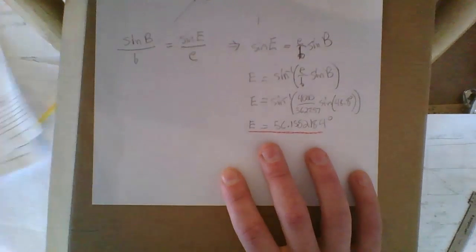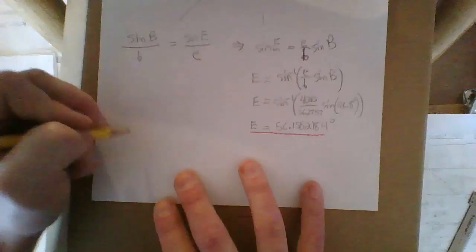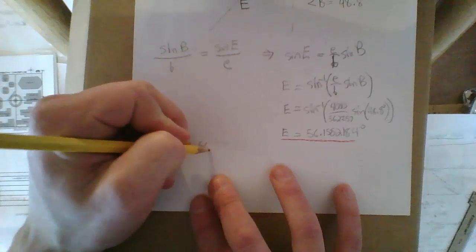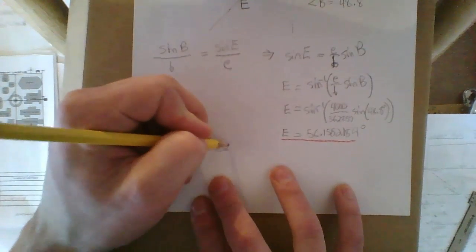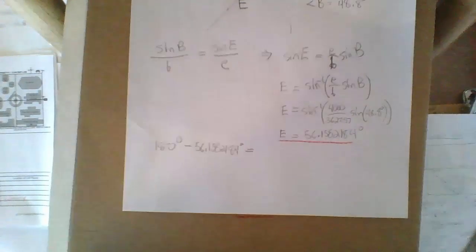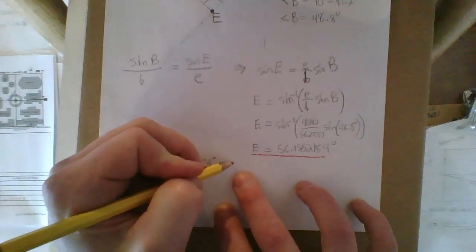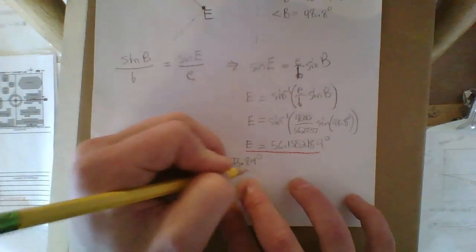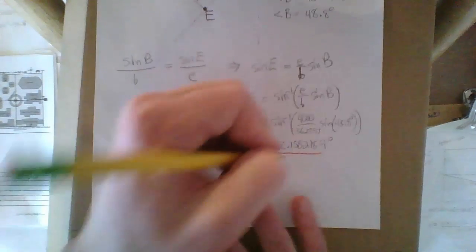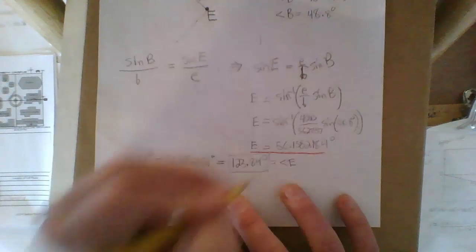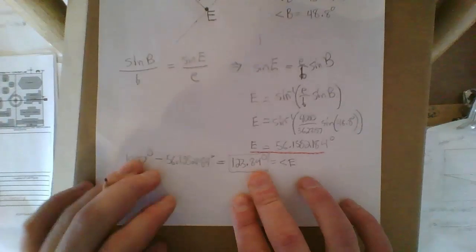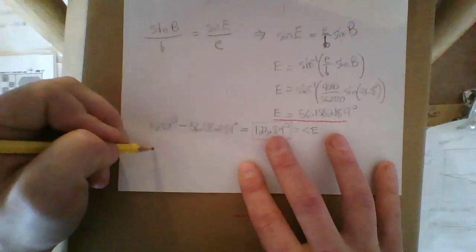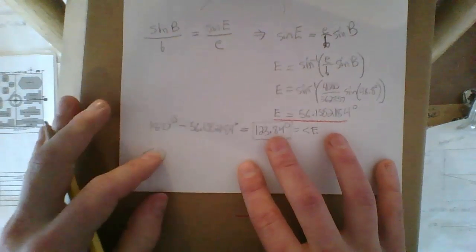Okay, so the supplementary angle to E would be 180 degrees minus 56.1582184 degrees, which is going to give us our actual angle E, which is 123.84 degrees. Okay, so that's our actual angle E. So now we can use the sum of all the angles in the triangle to get angle D, which is what we want. We want that angle from tower D.